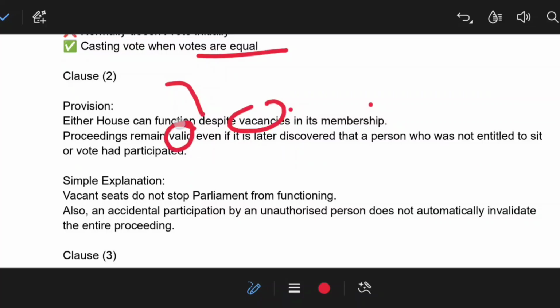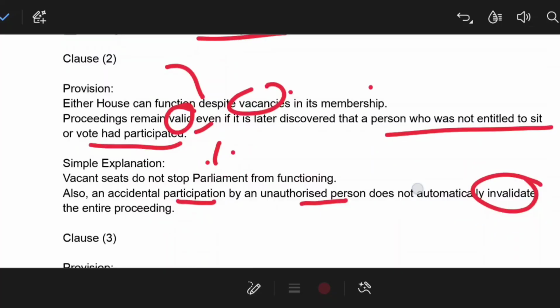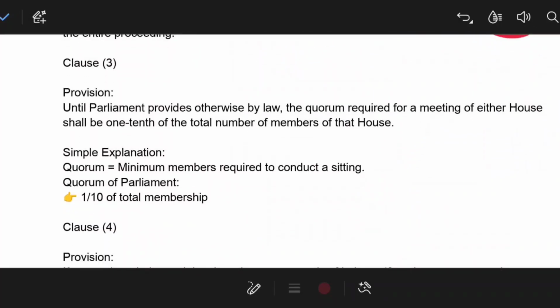Proceedings remain valid. You can't say that a proceeding that was carried out in the house is invalid because someone was not available. No, that will not be considered invalid. It will be valid even if it is later discovered that a person who was not entitled to sit or vote had participated. So vacant seats do not stop Parliament from functioning, and an accidental participation by an unauthorized person does not automatically invalidate the entire proceeding. It is provided in the article.